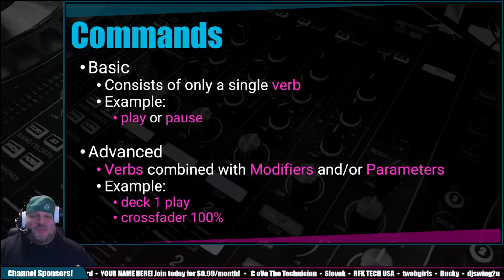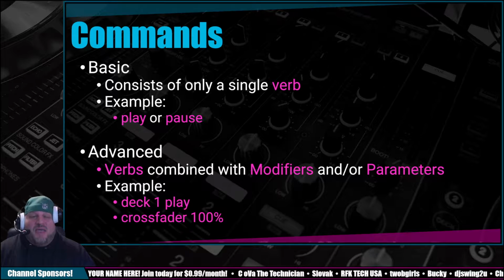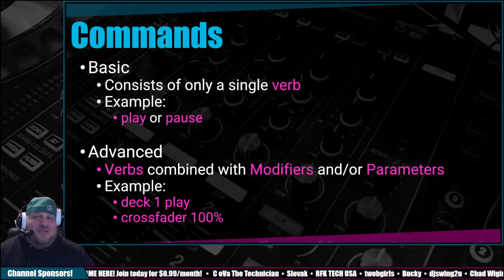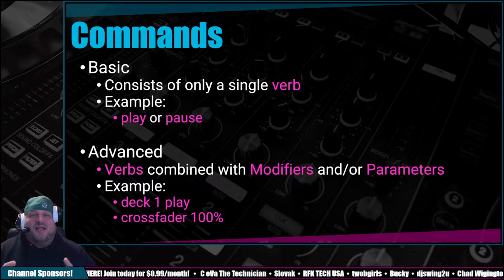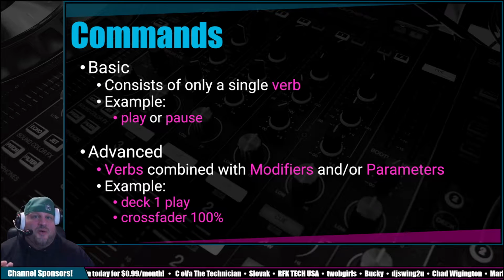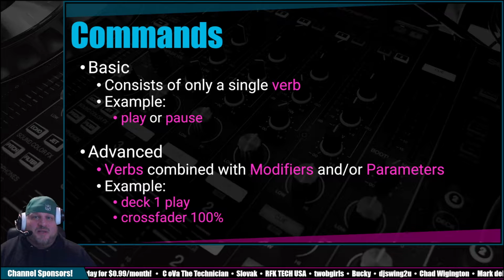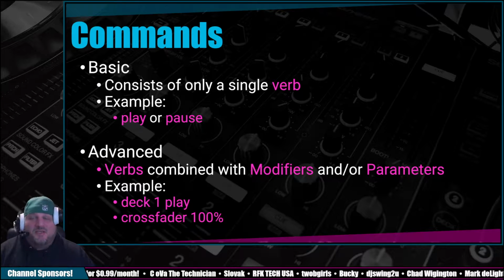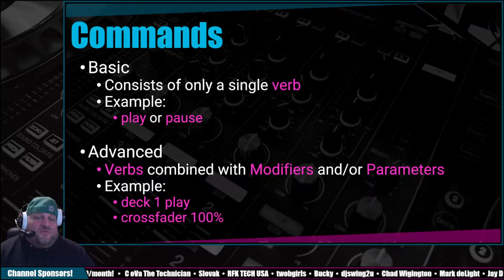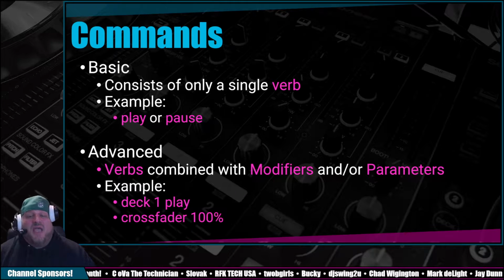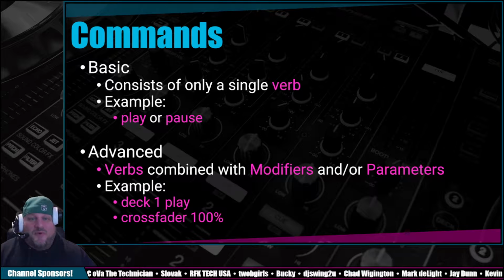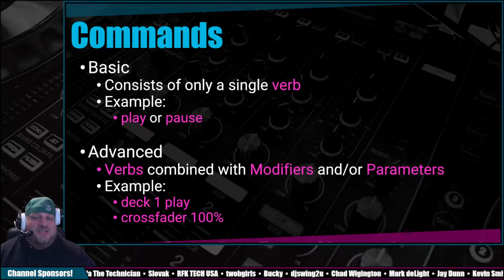So you've got verbs and then you've got commands. The basic command could consist of only one verb. So you could tell a custom button inside of Virtual DJ, play or pause. Whenever I touch this button, play or pause. If it's playing, pause it, whatever. Then there's advanced, where verbs are combined with modifiers and parameters. Don't let this get too daunting for you. I'm here to show you what that all means. And then, of course, you get to tinker with it.